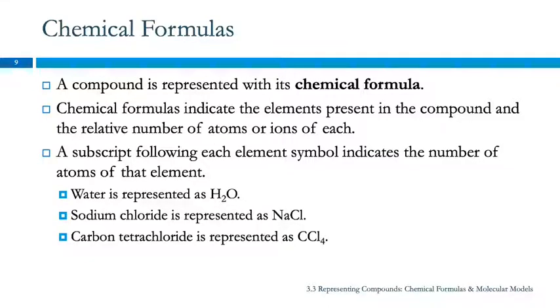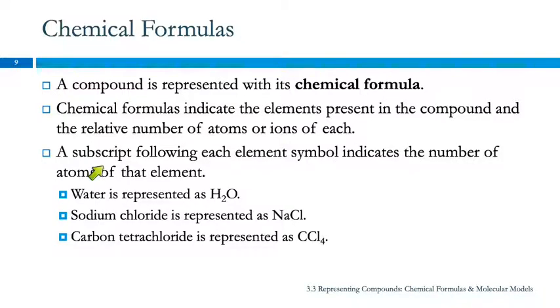So we represent compounds with chemical formulas. Remember, a compound has a specific ratio, proportion of the different elements. And the formula is a shorthand way of indicating which elements are present and the relative numbers of them. And we can write formulas for molecules or for ionic compounds.